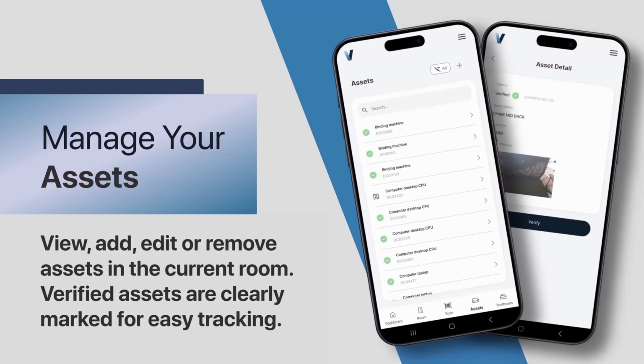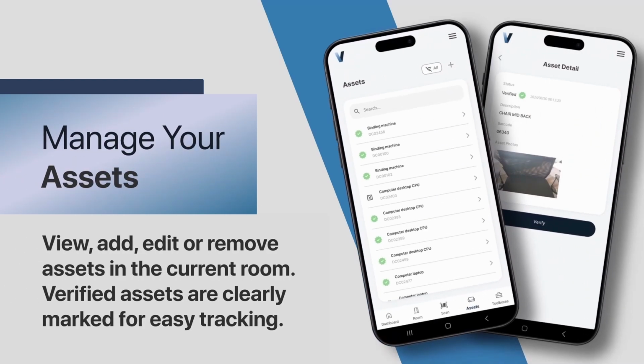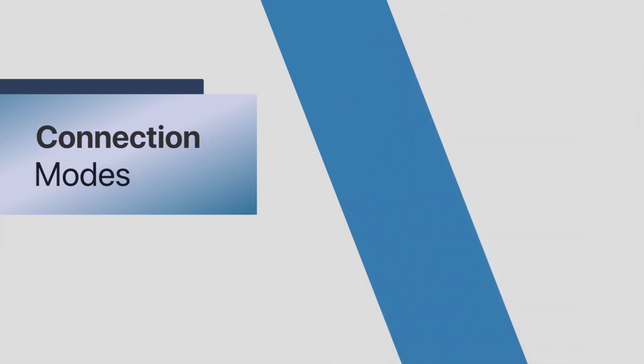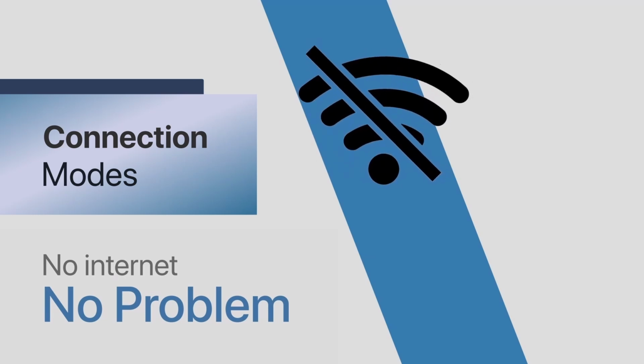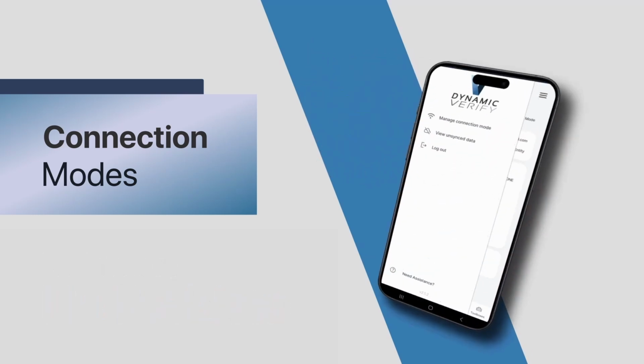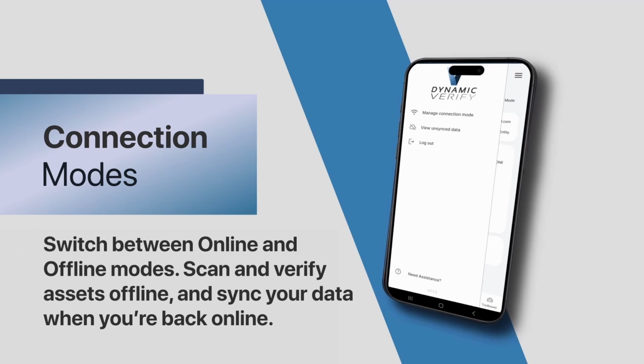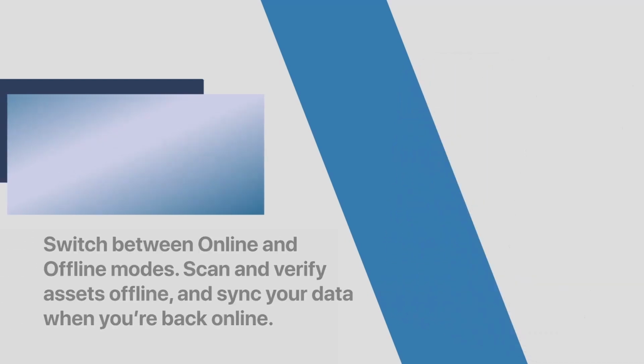The Assets tab lets you view, add, edit, or remove assets in the current room, with verified assets clearly marked for easy tracking. No internet? No problem. Dynamic Verify supports both online and offline modes, so you can scan and verify assets anytime, then sync your data when you're back online.